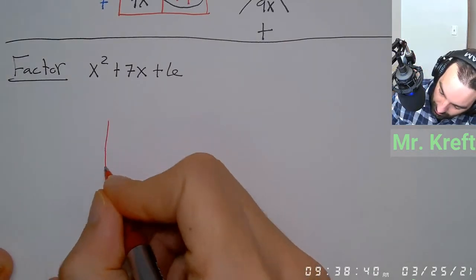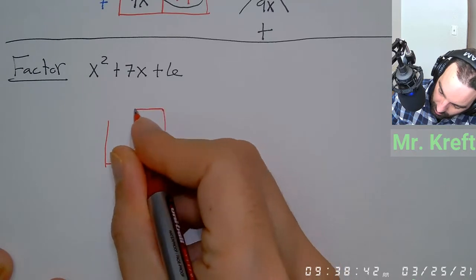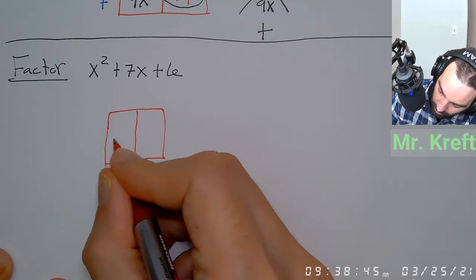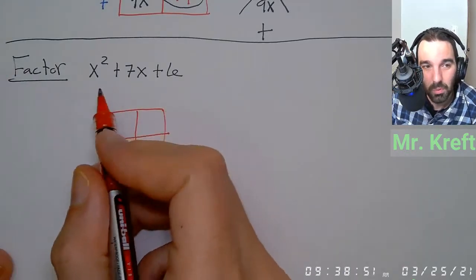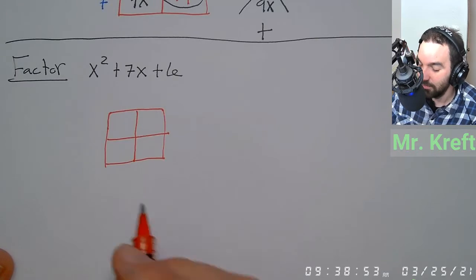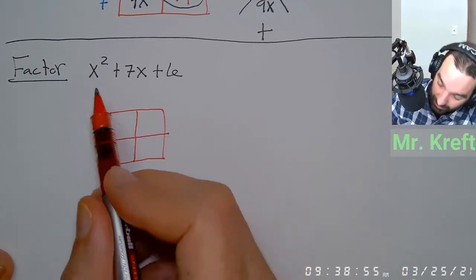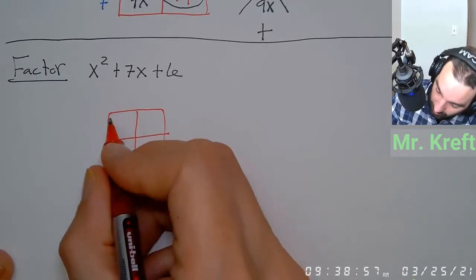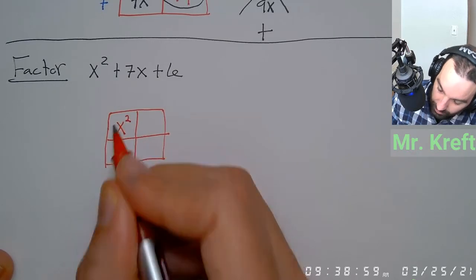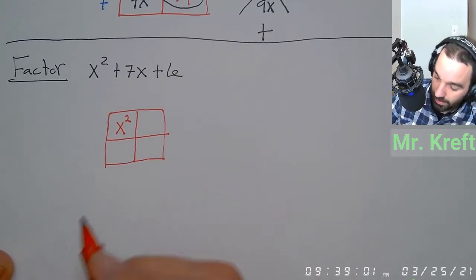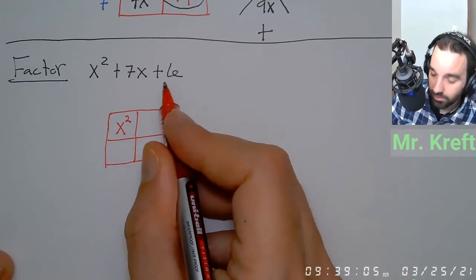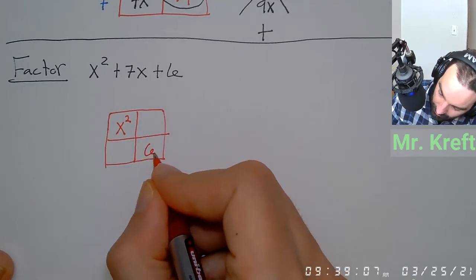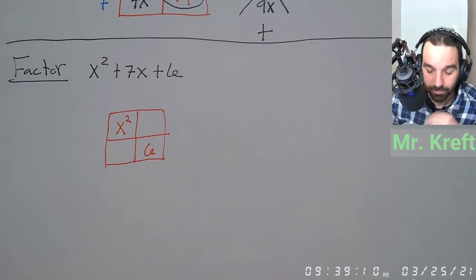So to do that, we're always going to be doing a 2 by 2 in this class, right? When you get to further classes, you can do more crazy stuff, but we're only going to do 2 by 2s, okay? And where does this x squared go? The x squared always goes in the upper left. And that's the first term. So first term upper left. The last term, or the constant term, that's in the bottom right.